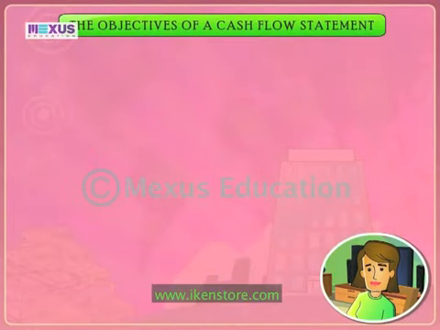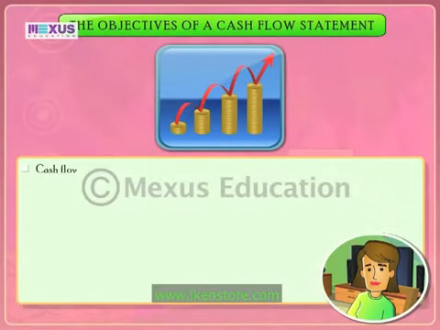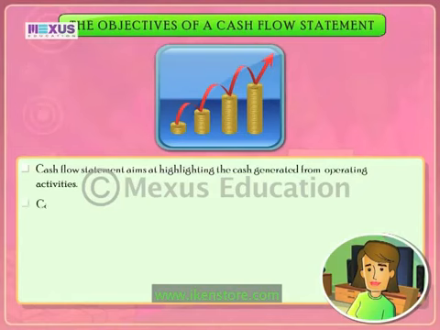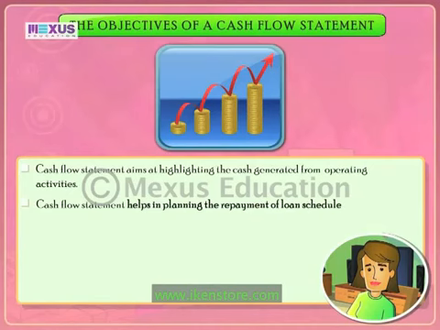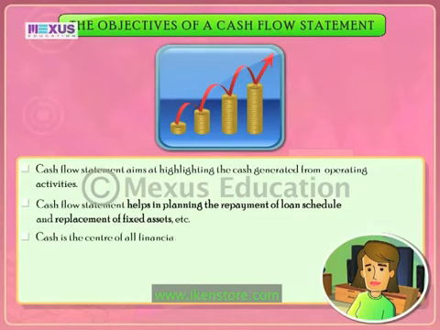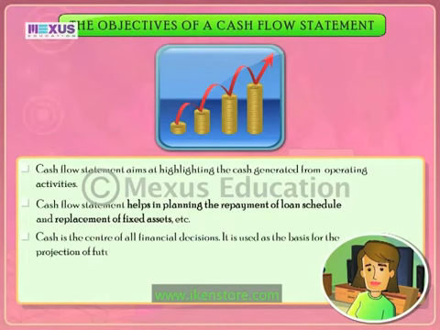The objectives of a cash flow statement. Cash flow statement aims at highlighting the cash generated from operating activities. Cash flow statement helps in planning the repayment of loan schedule and replacement of fixed assets, etc. Cash is the center of all financial decisions. It is used as the basis for the projection of future investing and financing plans of the enterprise.